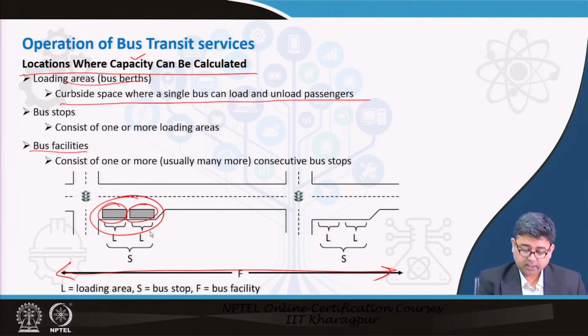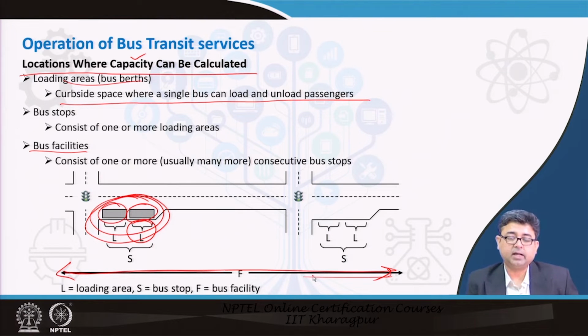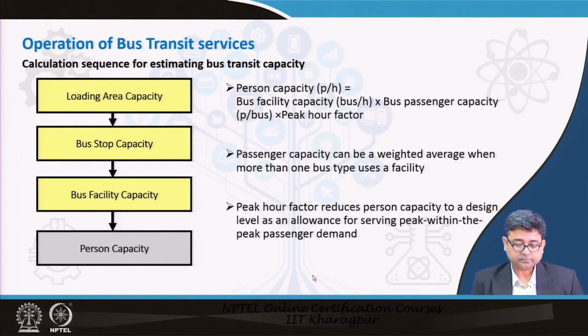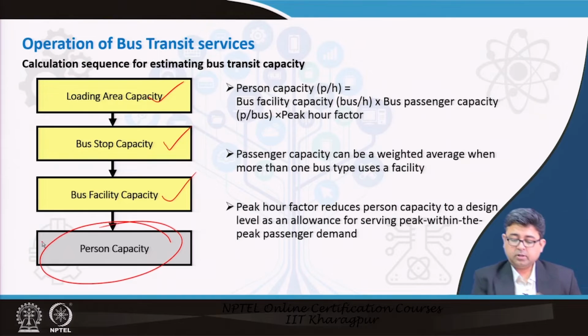So, you can do it at a very micro level at the loading areas, you can do it at a meso level at the stop, or you can do it at a macro level at the facility. You can measure the capacity at 3 different levels. So, by knowing the loading area, that is the lowest denominator, if you will, where you can calculate the capacity, you can then aggregate it up to the bus stop, to the facility, and then you can convert it into person capacity.